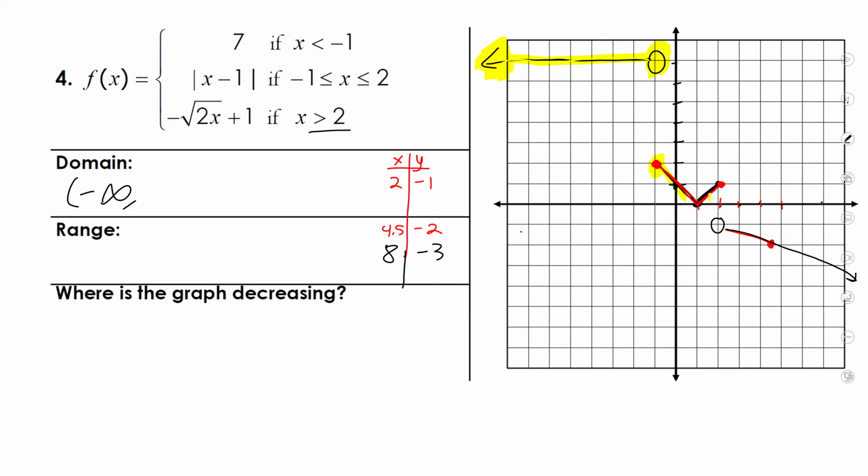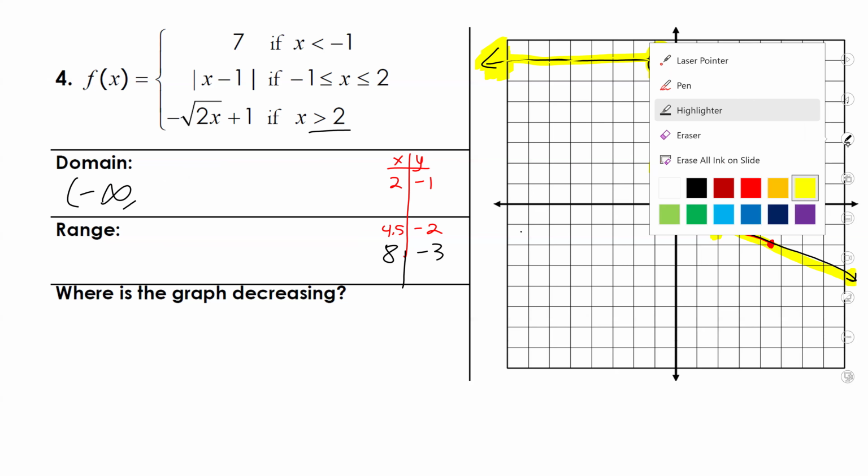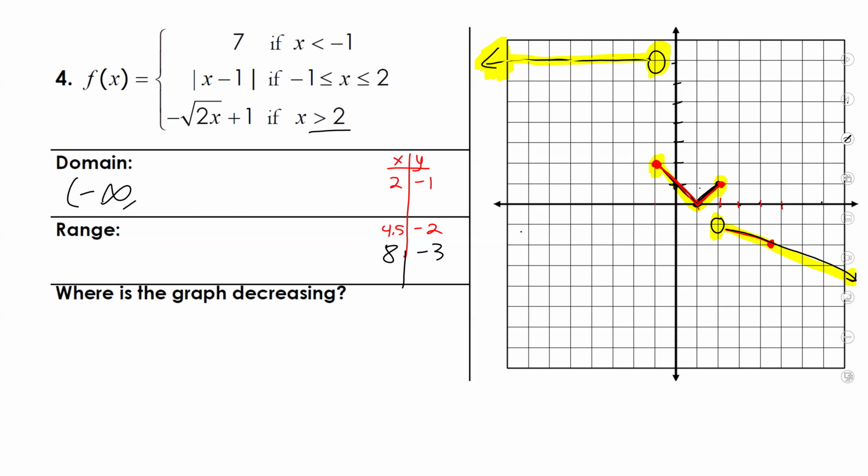And it continues. Right here, something happens. Is 2 included? Yes, because there's a closed circle here. So 2 is good. Even though there's a hole here, it's okay. It's closed right here. And then we're going to continue after 2 to what? Infinity. So it's all real numbers, -infinity to infinity. Even though there's lots of breaks in my picture, because there's closed circles at those holes, it's included. So our domain is all real numbers.